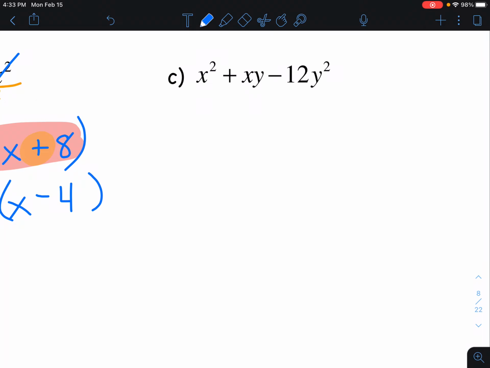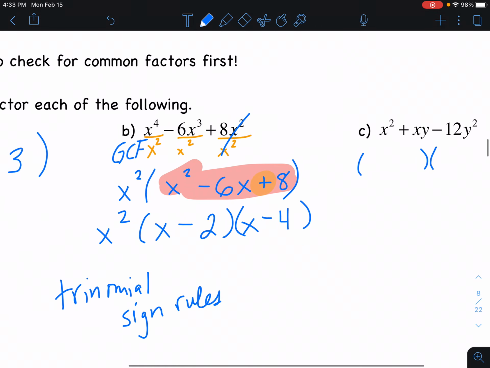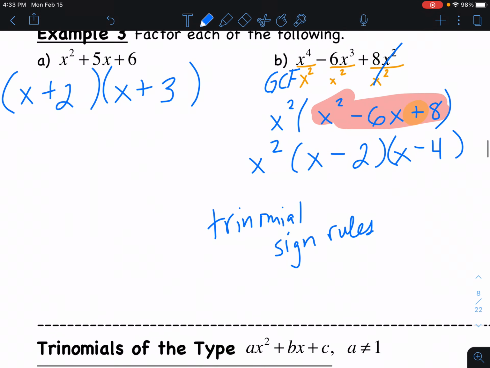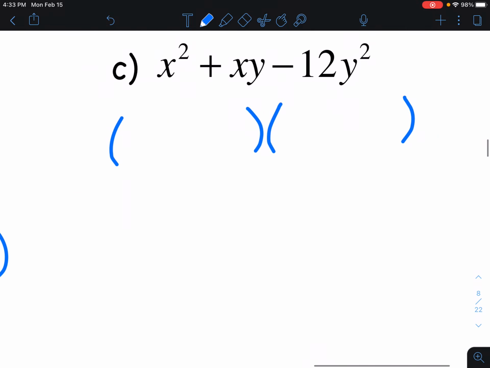No, I don't. So x is not common to all three of them. Y is not common to all three of them. So I do not have a GCF here. So I can go, even though it looks complicated, it's actually so much easier than it looks. So the x squared in the beginning, just like the previous two problems, breaks up into x and x.